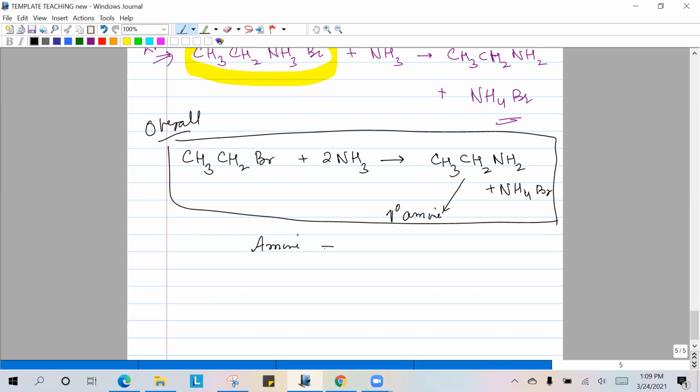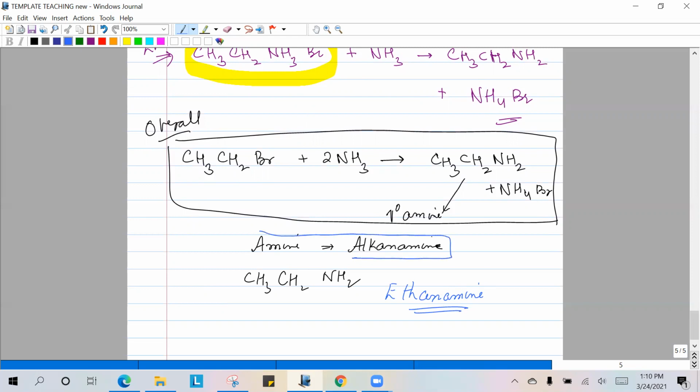Amines are written as alkane amine. Remove the E, write amine in its place. For example, you have CH3CH2NH2 formed over here. So there are 2 carbon atoms. For 2 carbon atoms, you write ethane, remove the E and add the word amine to it. Finish. That's the simple thing. That's the way you write down the name of the primary amine.